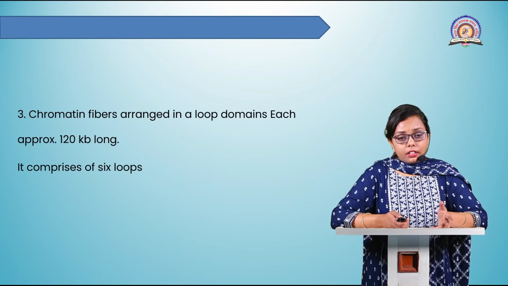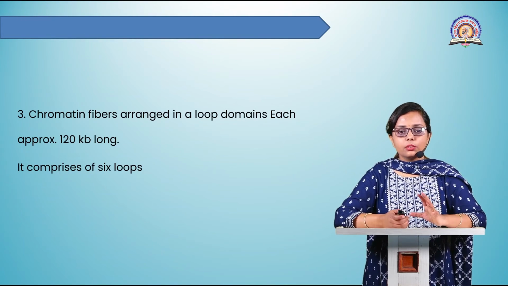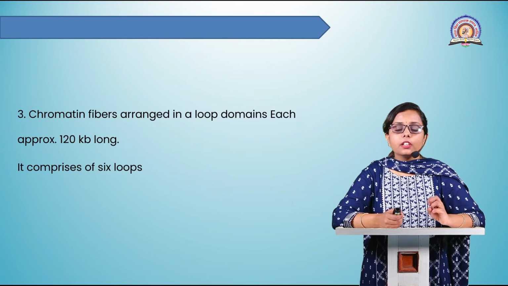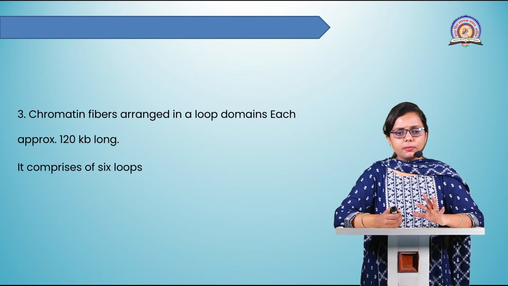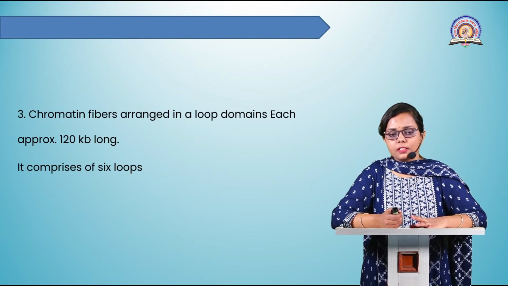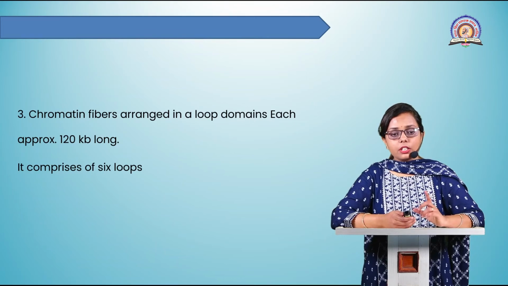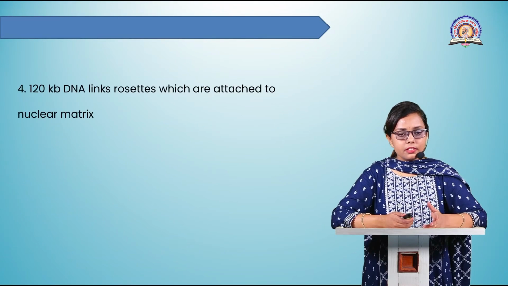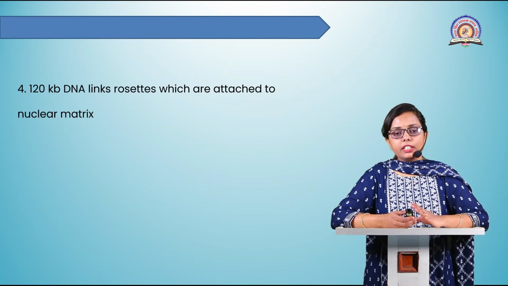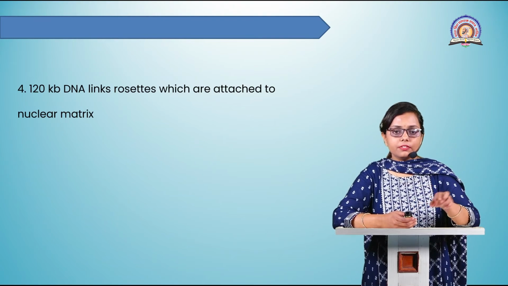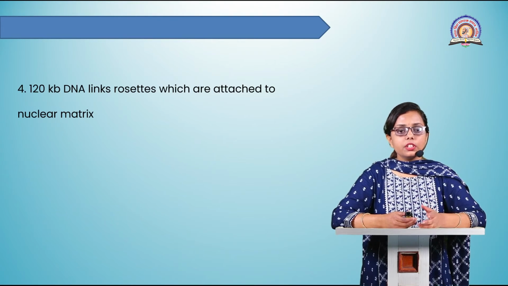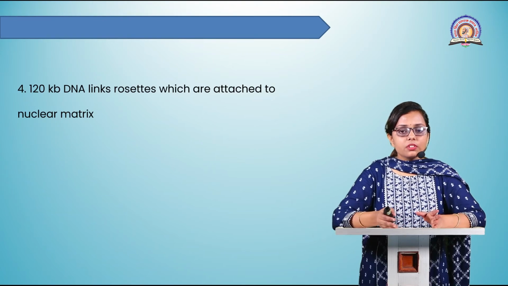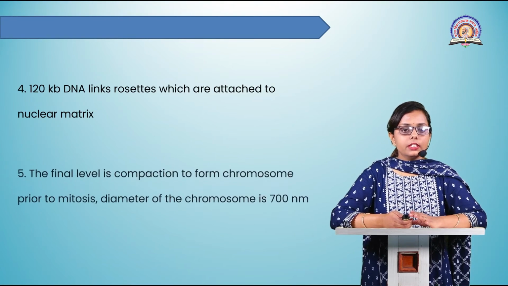Now in the third level, chromatin fibers are arranged in loops. We have loop domains, each approximately 120 kilobases long, and each comprises 6 loops. Now in the next higher level, this 120 kb DNA forms the rosette, which is attached to the nuclear matrix.